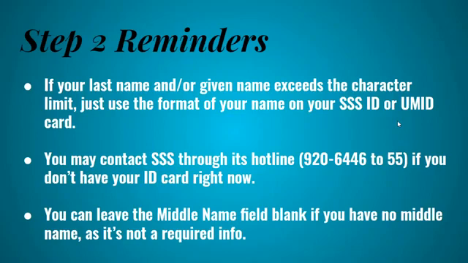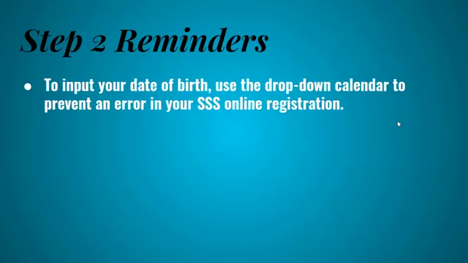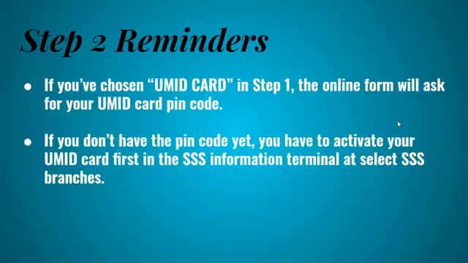And you can leave the middle name field blank if you have no middle name, as it is not required information. To input your date of birth, use the drop-down calendar to prevent an error in your SSS online registration. If you have chosen UMID card in step 1, the online form will ask for your UMID card PIN code. And if you don't have the PIN code yet, you have to activate your UMID card first in the SSS information terminal at select SSS branches.